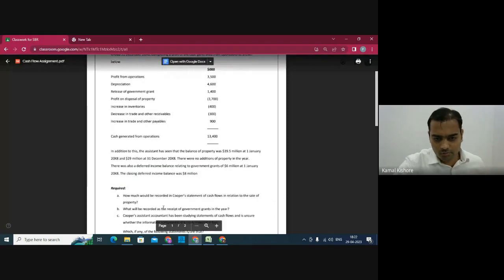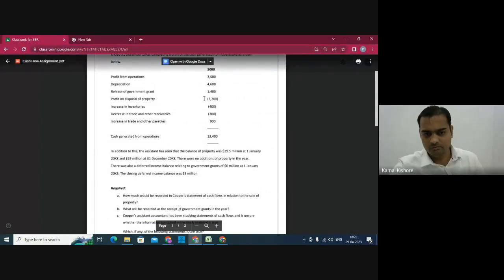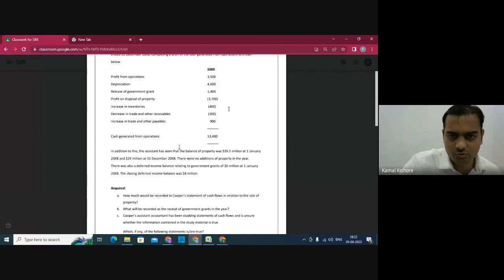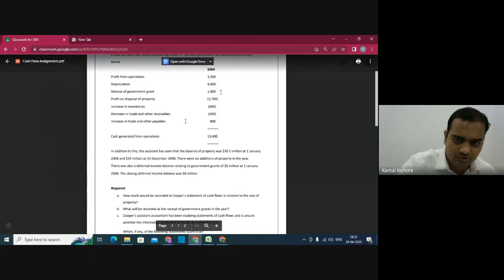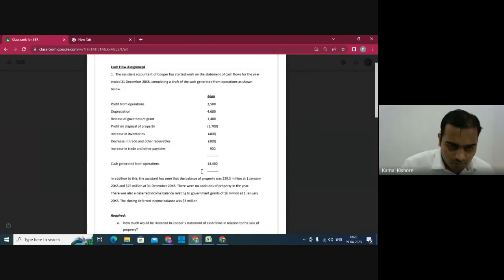So what will be recorded as receipt of government grant? 3.4 million. And this will be a negative number. Okay. So now tell me what should be cash generated from operations. Now that we have addressed all this, how much should be cash generated from operations? Quickly.